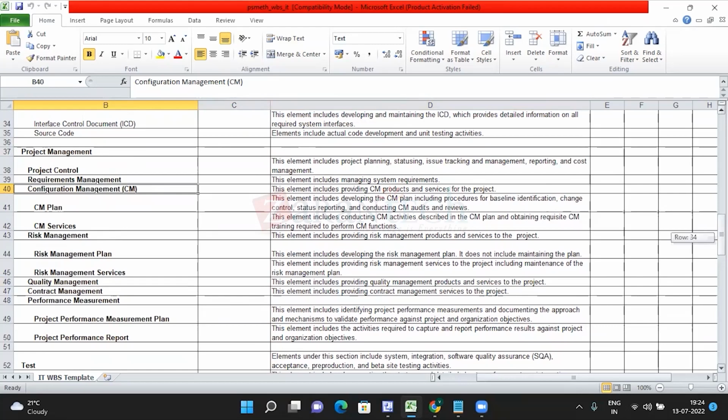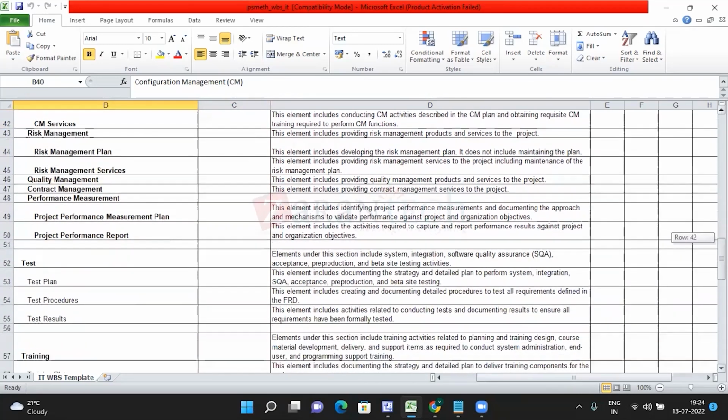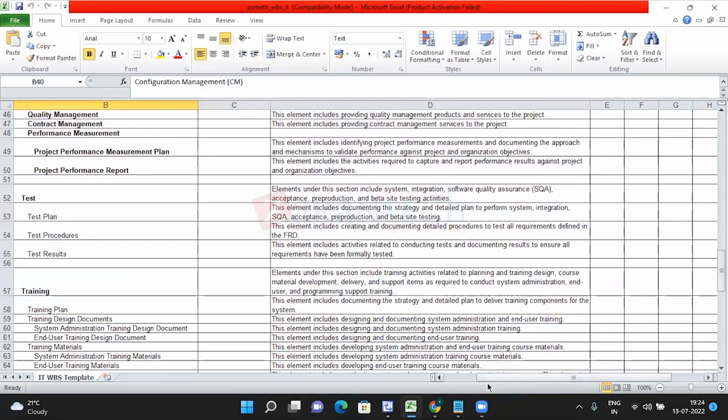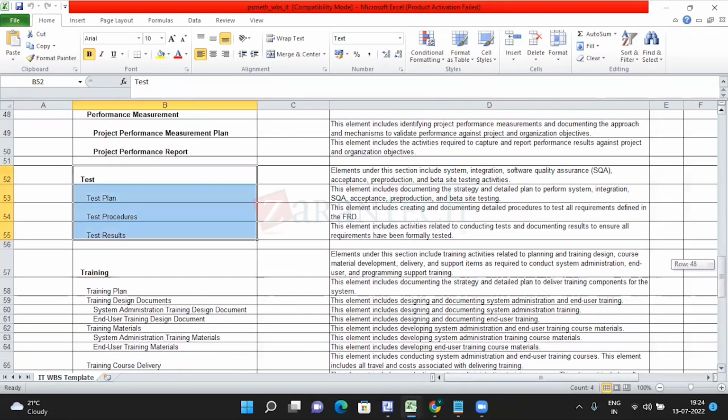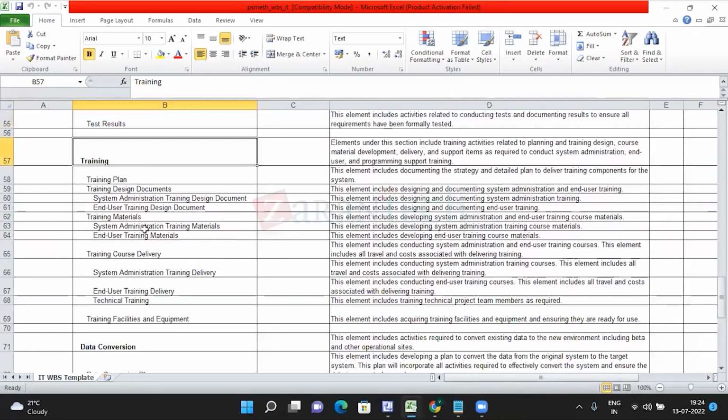Like a SharePoint folder or some document will be managed. And if there is any testing, then how we are going to handle the test plan, test procedures, test results. If there is any special training required for the team, then how we are going to handle that. The training basically plans all the tasks in a project, and how we're going to execute them.